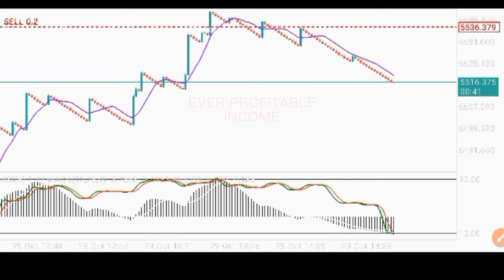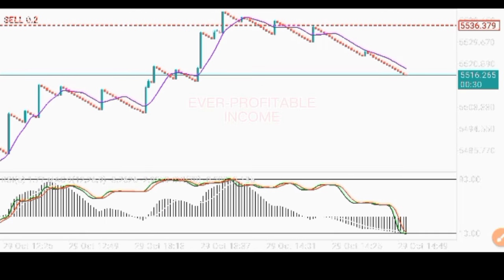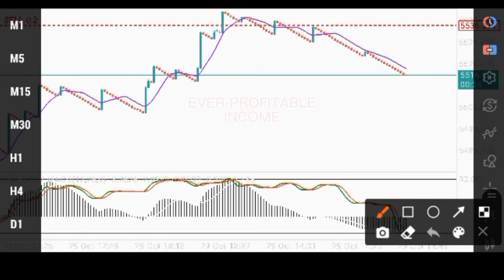As you can see, we are running in profit and we'll be expecting a spike soon. Okay, why did I say that? Because right over here we have a breaker block. Let me show you that.